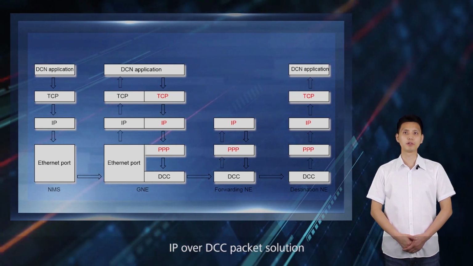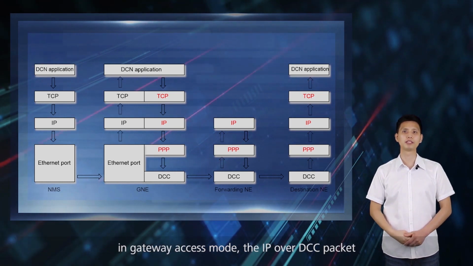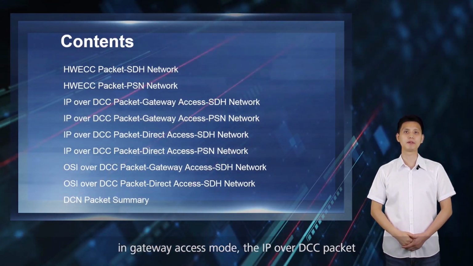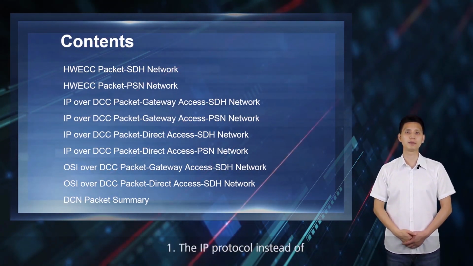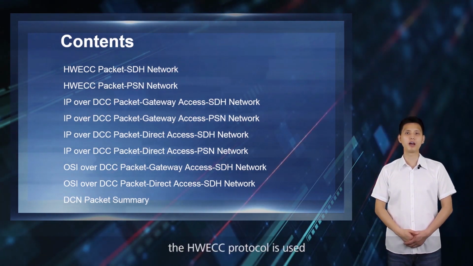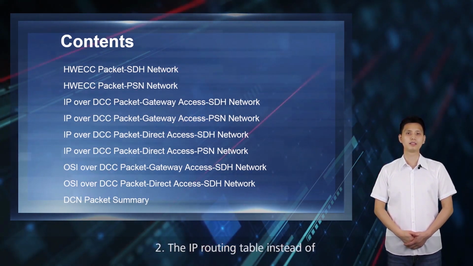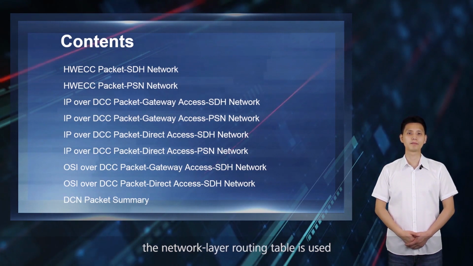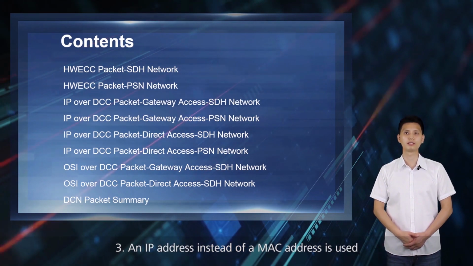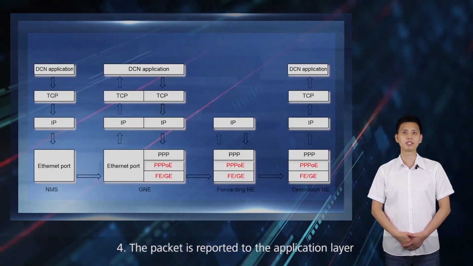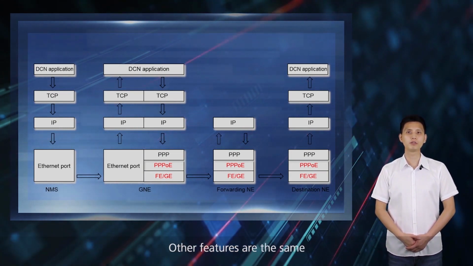IP over DCC packet solution. Gateway access. As shown in the figure, in gateway access mode, the IP over DCC packet on the SDH network is different from the Huawei ECC packet in the following aspects. 1. The IP protocol instead of the Huawei ECC protocol is used. 2. The IP routing table instead of the network layer routing table is used. 3. An IP address instead of a MAC address is used. 4. The packet is reported to the application layer through the transport layer instead of L4. Other features are the same.